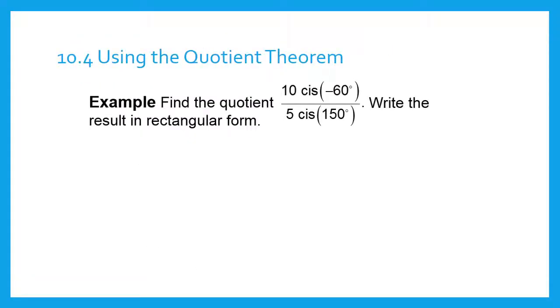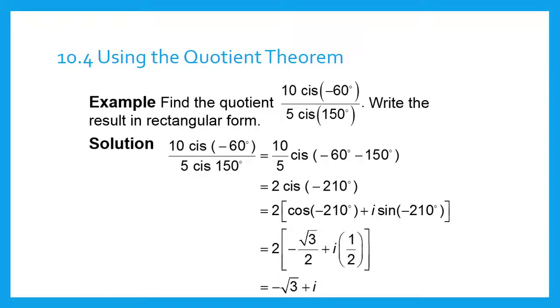All right, so try to find the quotient here and write the result in rectangular form. Pause the recording, give this a try, and resume to check your answer. It's actually pretty easy to use the formula. It's going to be 10 over 5 cis of negative 60 minus 150. And that gives you negative 210. And so you've got the polar form right there.